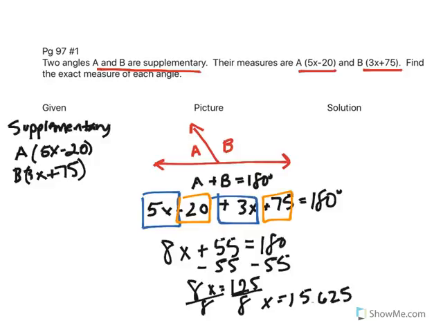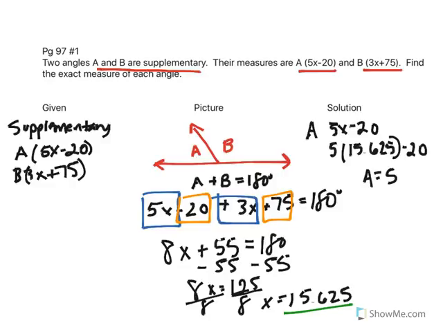Okay, so I have x. Now I need to find the exact measures of angle A and B. So A is 5x minus 20. So we'll just plug our x value in for that, and we get 5 times 15.625. We do the multiplication first, and then we subtract 20, and we get A equals 58 degrees.